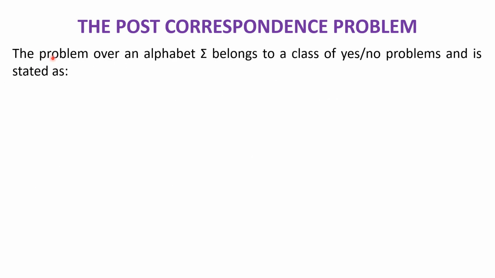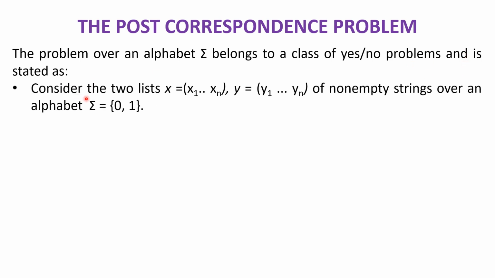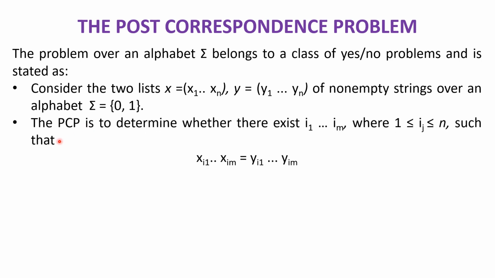The Post Correspondence Problem over an alphabet Σ belongs to a class of yes or no problems and is stated as: consider the two lists X = x1 up to xn, Y = y1 up to yn of non-empty strings over an alphabet Σ. The PCP is to determine whether there exists a sequence i1, i2, up to im, where ij is between 1 and n, such that x_i1, x_i2, up to x_im is equal to y_i1, y_i2, up to y_im.